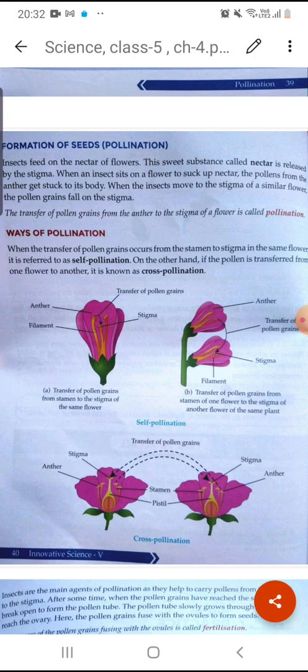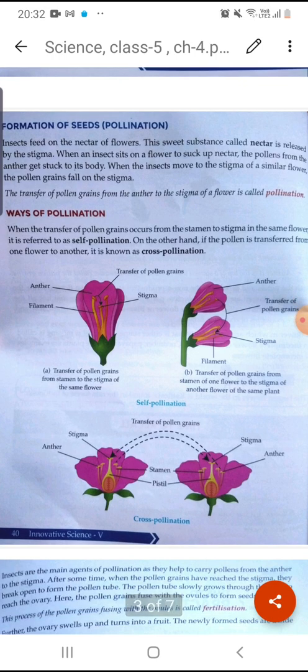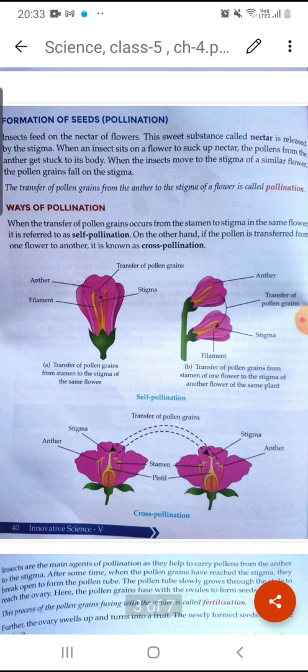You know that insects are attracted by the flower and they generally feed on the flower. This sweet substance called nectar is released by the flower. When an insect sits on the flower to suck up the nectar, the pollen grains get stuck to the body of the insect. After that, when the insect moves to the stigma of a similar flower, the pollen grains fall on the stigma. This is how insects help in pollination.